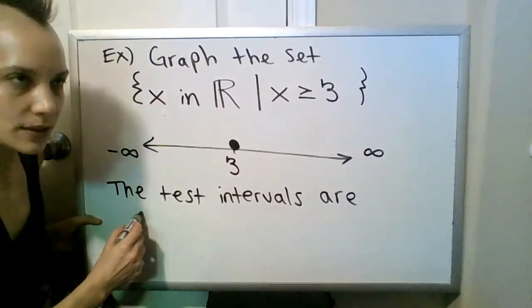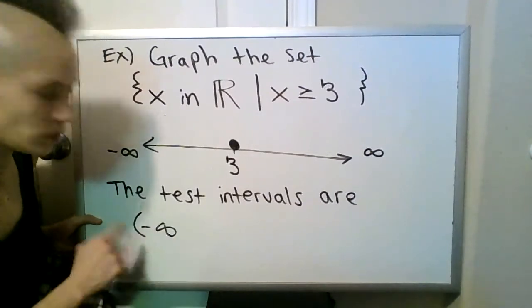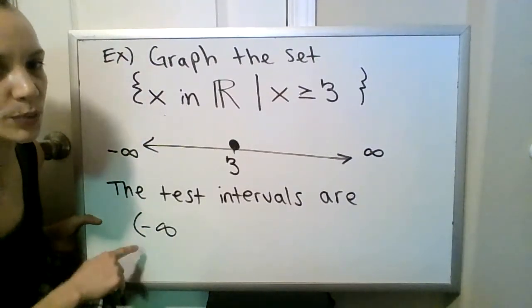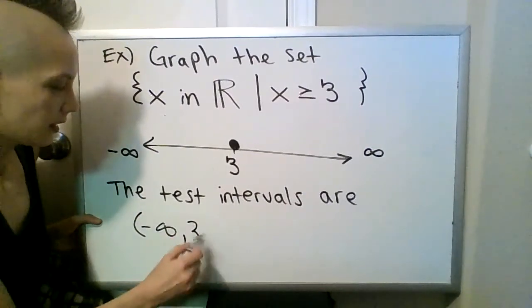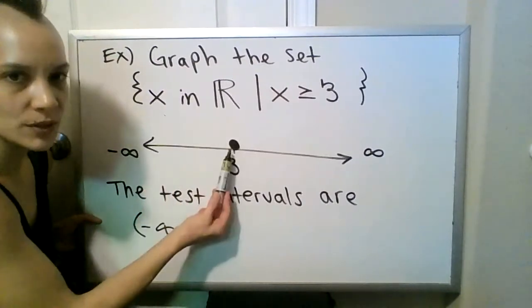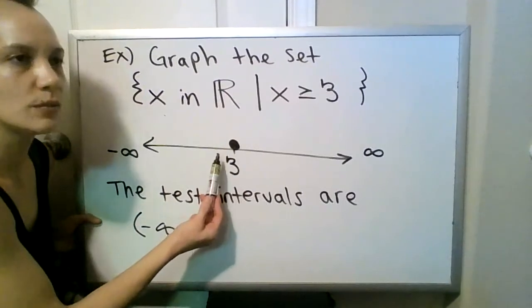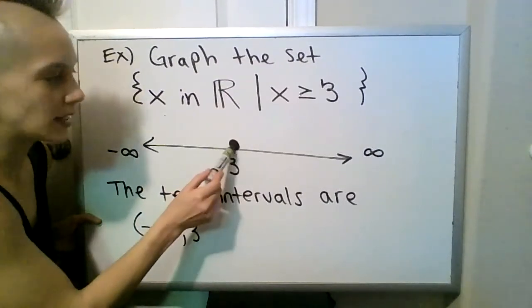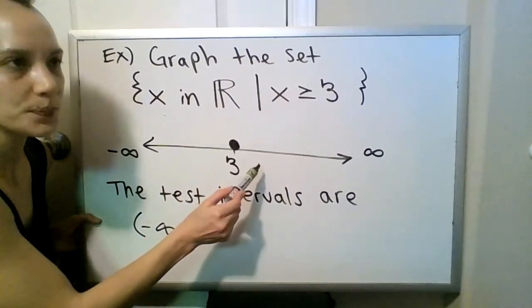So it starts, in a sense, from negative infinity, and you don't include negative infinity. So it's parentheses, negative infinity over to 3. And for the test interval, we're just testing up to 3. You can include 3 or not. We'll see. We're not including 3, we know that that's a true value. So let's go below 3 and above 3.